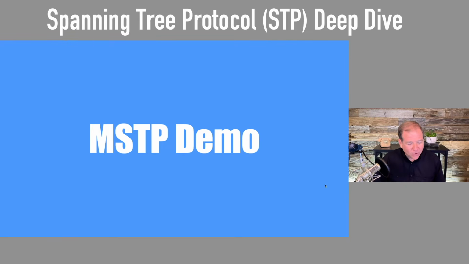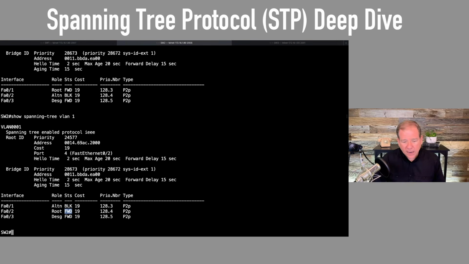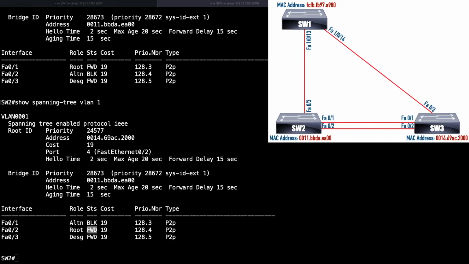So let's go over to our topology again. We'll just use our same topology, and I'll bring up that topology, and let's configure multiple spanning trees. First, and we're on switch 2, I'll just start here. I'll say configure terminal.